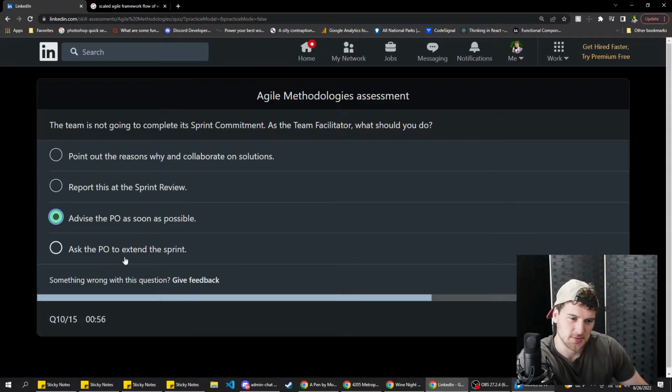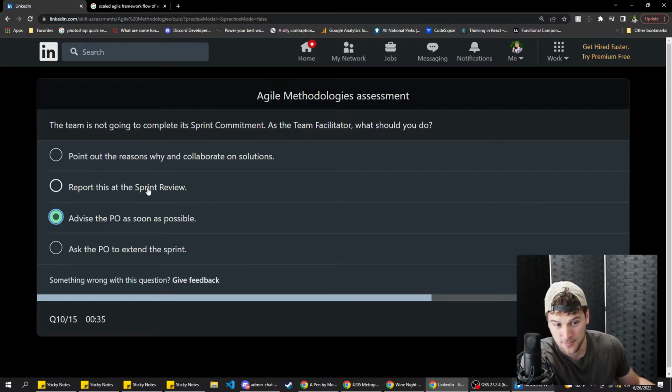Ask the PO to extend the sprint. I don't think that's a good idea. Do sprints ever get extended? Is that a thing? When I worked at Honey, we never extended the sprint. Where I work now, we've never extended the sprint. I don't think extending the sprint's a thing. So we're gonna rule out D, report this at the sprint review.